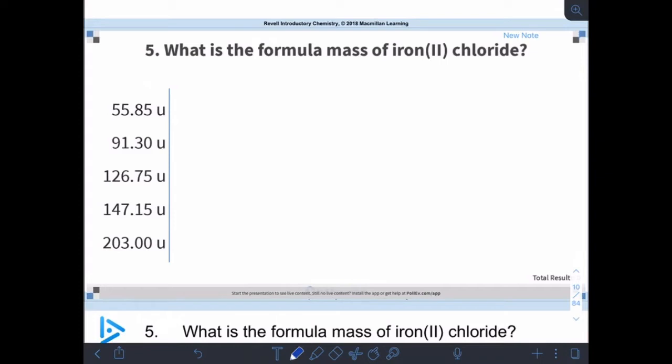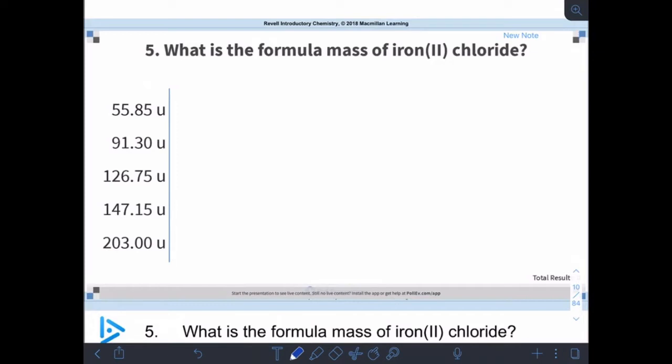So when I go to the periodic table, I can just use the mass of iron regardless of whether it's iron 2 or iron 3. So go ahead and give this video a pause, see if you can calculate the mass, and then come back. All right, so assuming you've done the work, let's go into it.